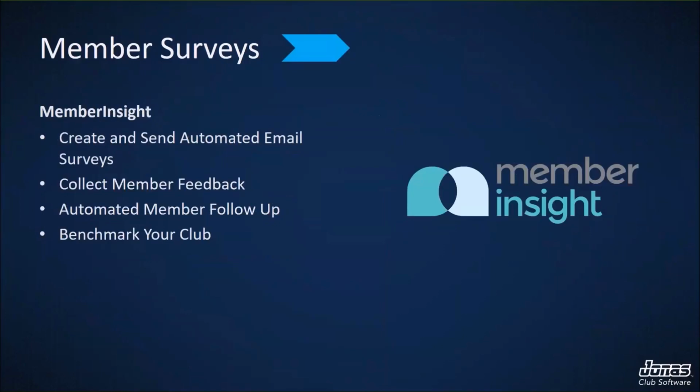And it allows you to create and send automated email surveys. These surveys get triggered by member interactions at the club. Examples could be playing a round of golf, maybe having a dining experience, or maybe getting a spa treatment. And it allows you to collect member feedback. And a really great thing about it is it does automated assigned tasks. So if somebody sends in some negative feedback, that can create a task for someone at the club to follow up with them. And it also allows you to benchmark your club, meaning that your score is calculated and it can change over time to see if you're improving or not.